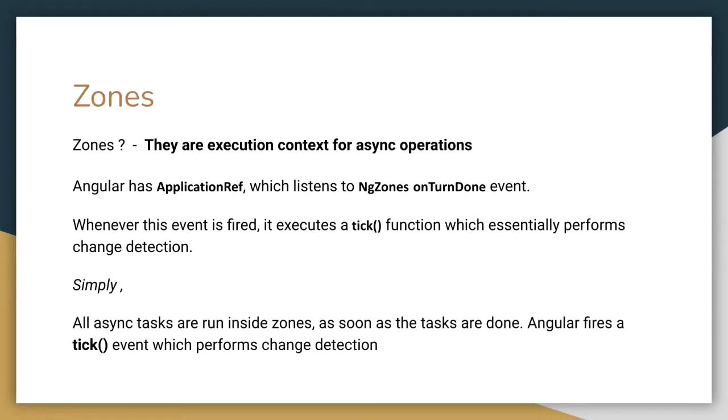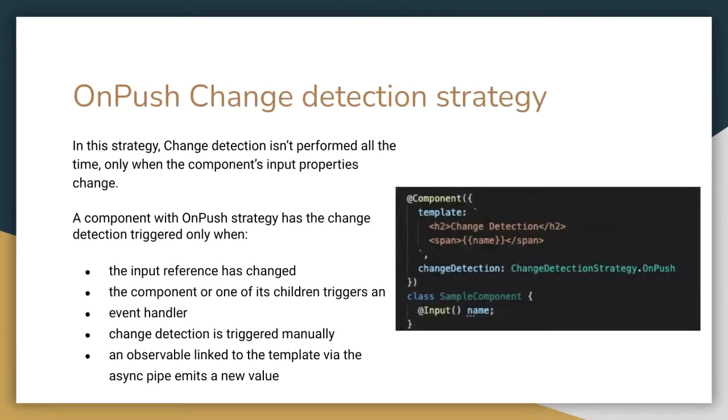So it happens for all the components irrespective of where the event occurs. So this can sometimes have performance implications. We might not want the whole tree to have this change detection triggered. We can do it manually also. So we can configure a component to run change detection when we want. For that, we have a change detection strategy, which is OnPush.